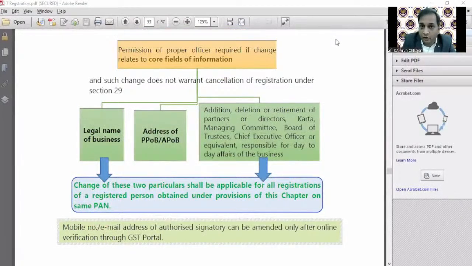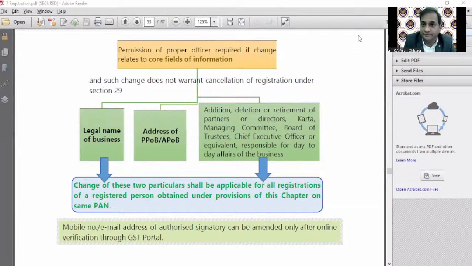See, in the core amendment, it needs the approval from the proper officer. In the non-core amendment, there is no requirement of approval. It will be automatically approved. Repeating again, in the core field, you need to make the application submission, and once it is submitted, the officer will approve. And in the non-core, there is no requirement of approval. It will be automatically approved.